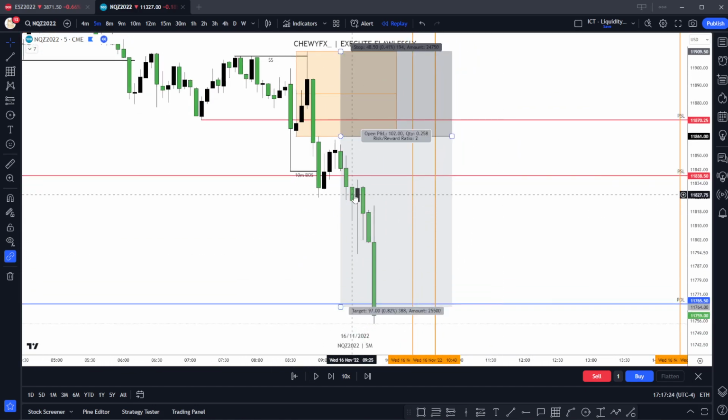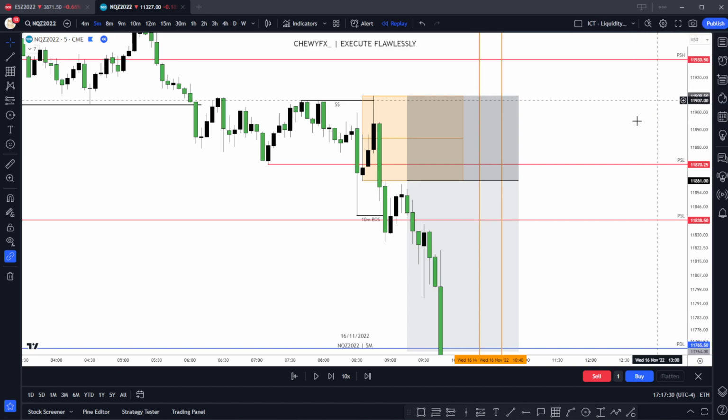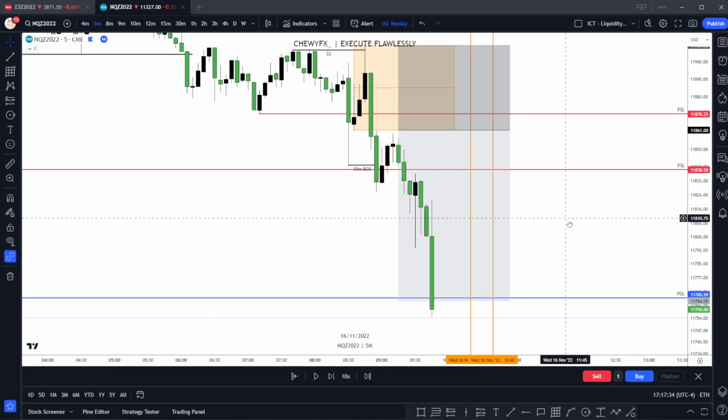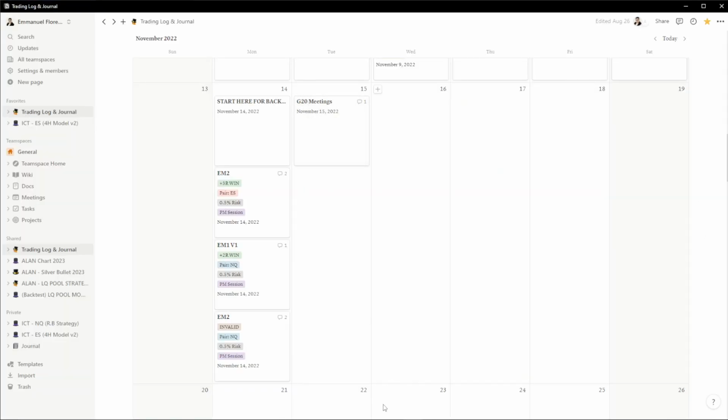Okay. Well, it didn't even tag our entry, which happens. So let's jot this down. This is going to be noted as a no entry. Stop loss 194, and the day is Wednesday.